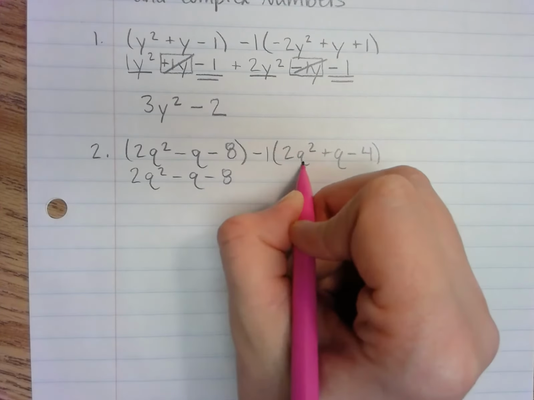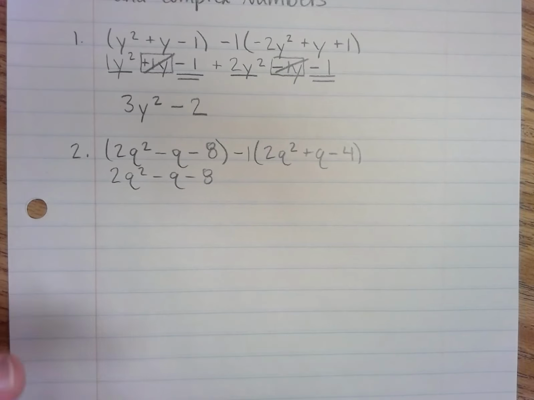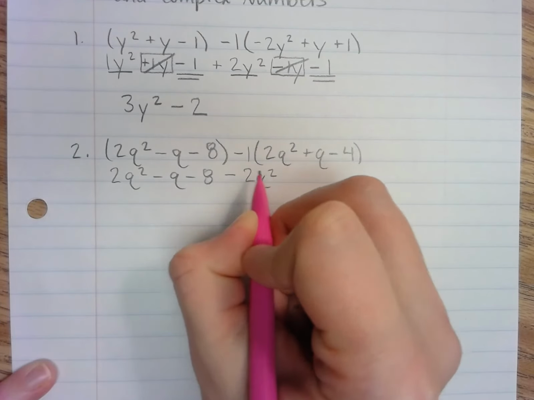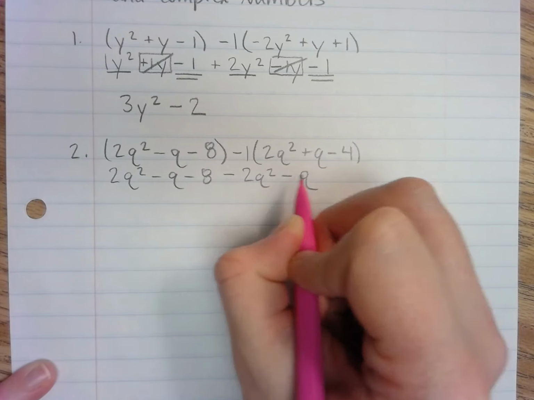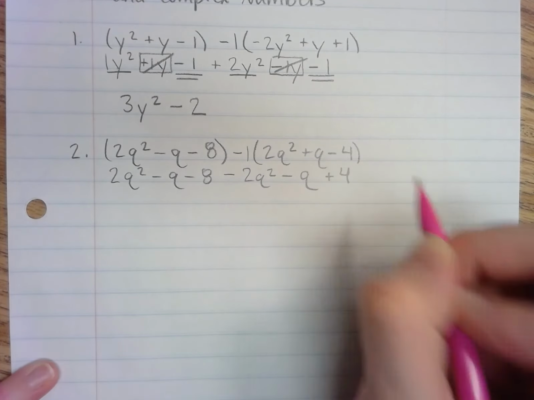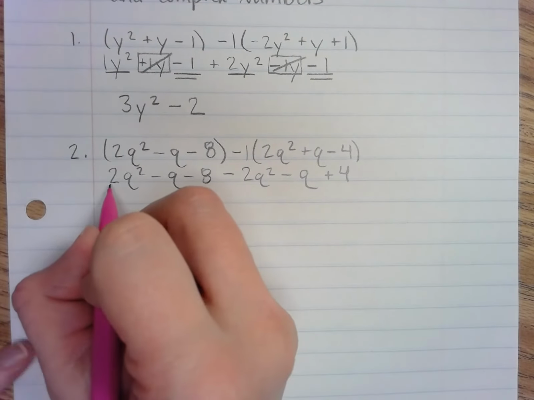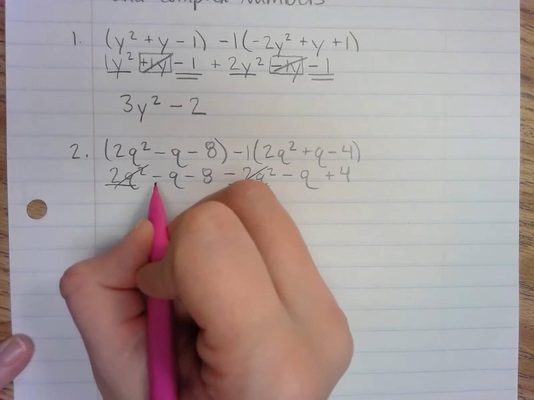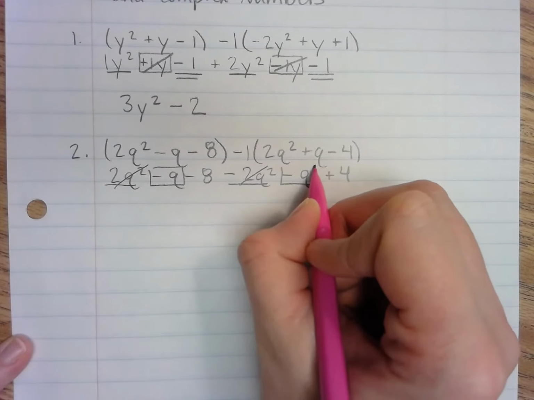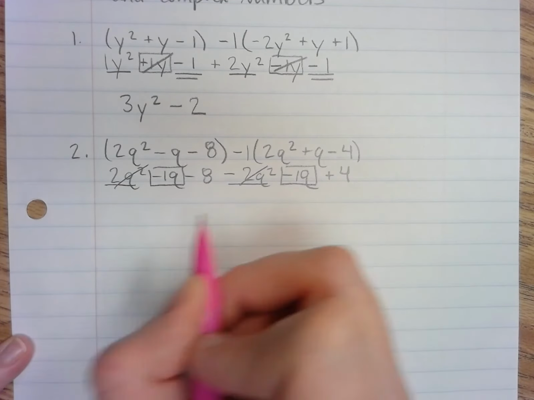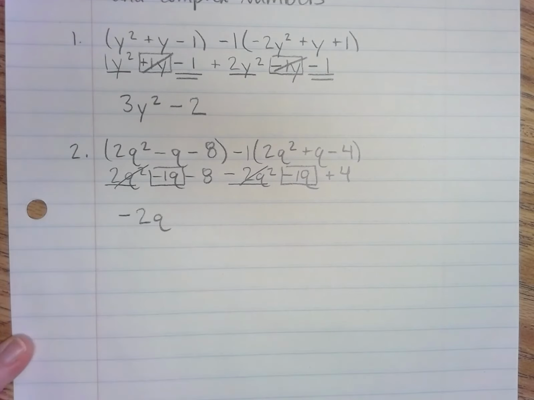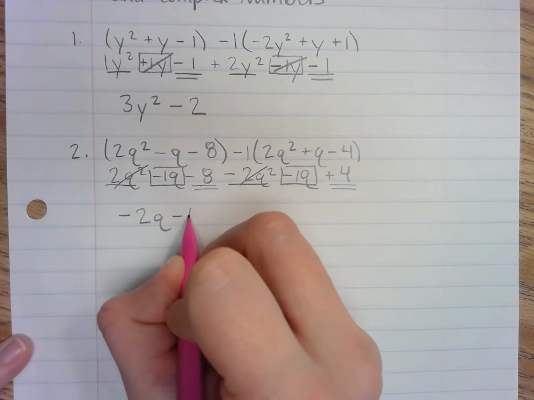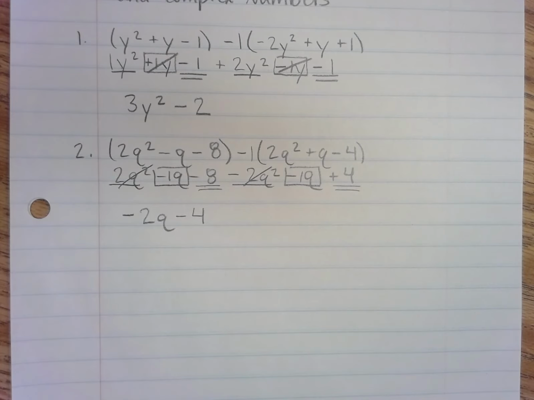Remember to distribute a negative 1 to each of your terms in the second parentheses so you can get your signs correct before combining. So negative times positive makes that a negative 2q squared. Negative times positive, we again have a negative q. And negative times negative makes it a positive 4. Now combine your like terms. We have 2q squared minus 2q squared, so those actually cancel one another out. We have a negative q minus q. Those are actually 1s, so negative 1 minus 1 gives us a negative 2q. And then finally, we have negative 8 plus 4. That gives us a negative 4. So when we subtract, we get negative 2q minus 4.